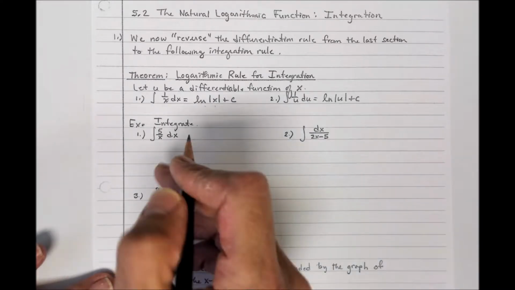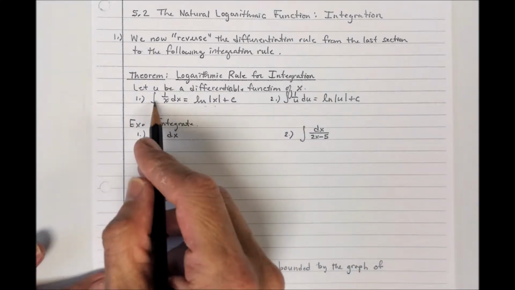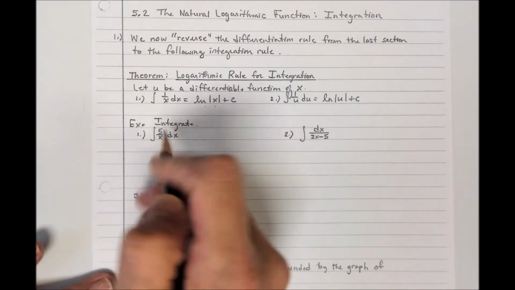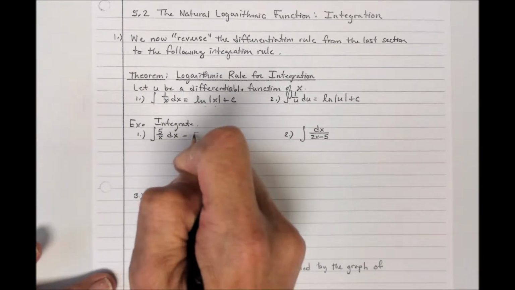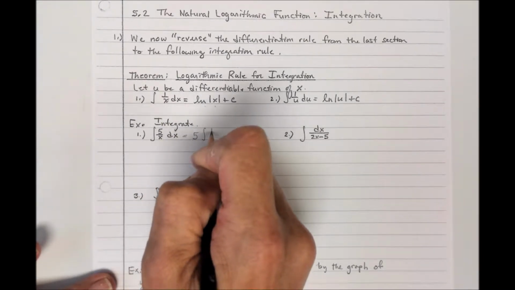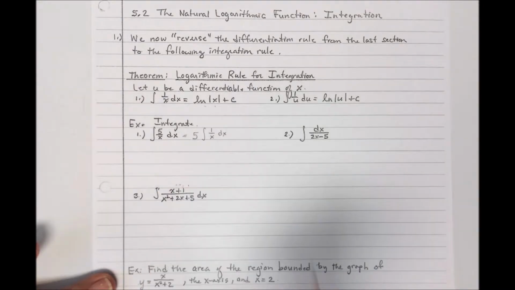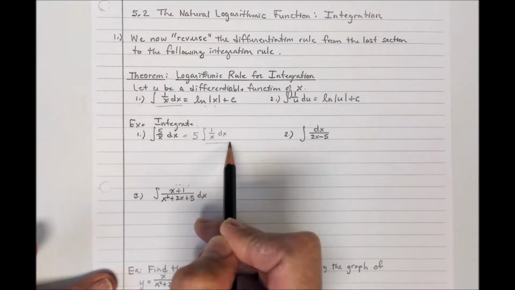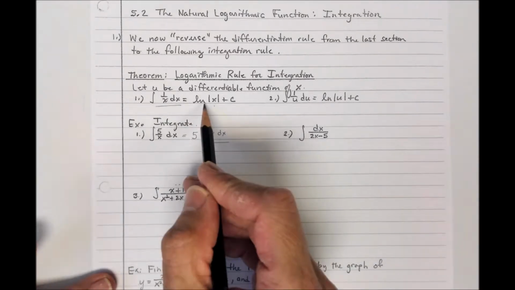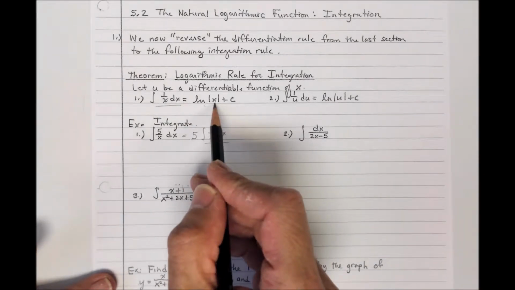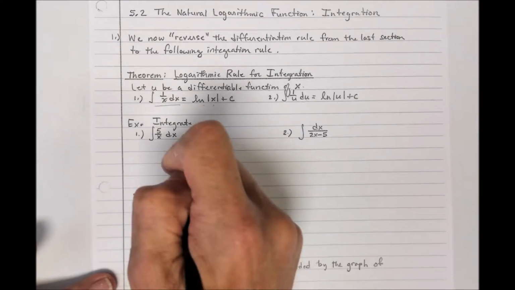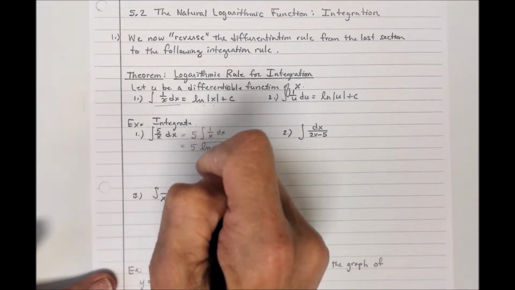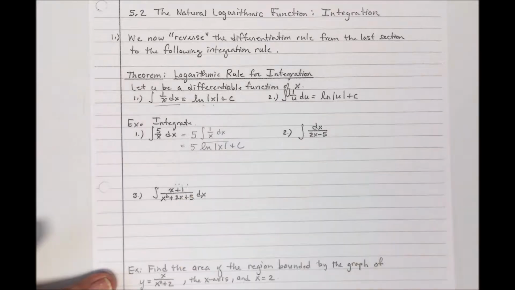The very first one I have is going to pretty much use rule 1 here. All I'm going to do is I'm going to toss the 5 out in front, and I'm going to write this so that it looks just like this rule right here, which of course is equal to the natural log of the absolute value of x plus c. So this is 5 times the natural log of the absolute value of x plus c, because of course 5 times c is just a constant.